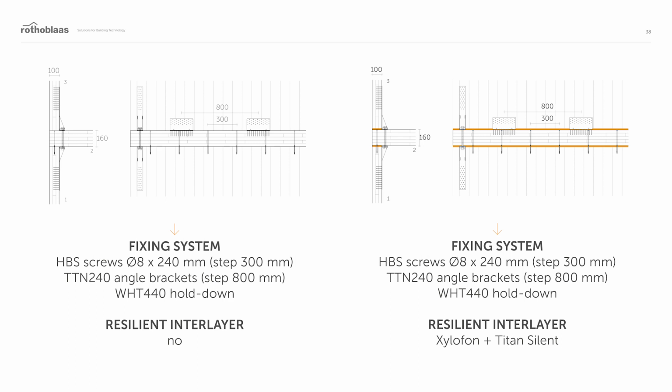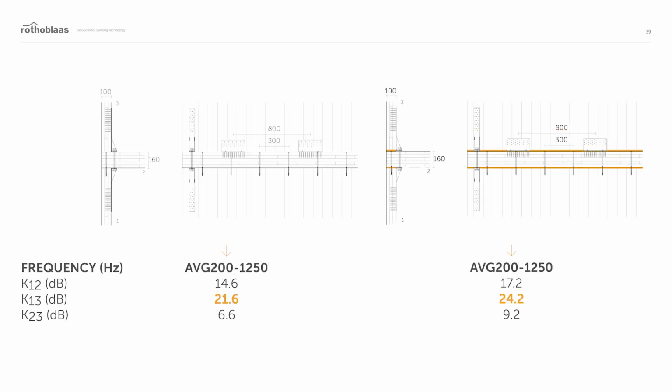HBS partially threaded screws with a diameter of 8 mm, a length of 240 mm, and a step of 300 mm. A TTN angle bracket with a width of 240 mm and a step of 800 mm. And a WHT 440 hold down. In this next slide, under the images, you can see the average values of Kij throughout the different paths.